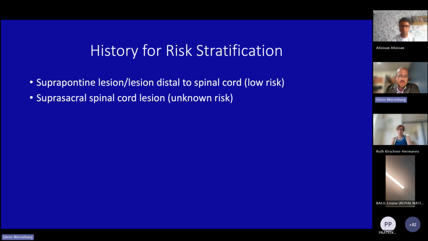Also, lesions distal to the spinal cord, patients who have had radical pelvic surgery or peripheral neuropathy, those are other possibilities for lesions in that location. And then the suprasacral spinal cord lesion. This can be a lesion due to spina bifida or spinal cord injury. Spina bifida, by the way, can be thought of as a spinal cord injury in utero, but often these can result in suprasacral spinal cord injury. There are many other potential etiologies.